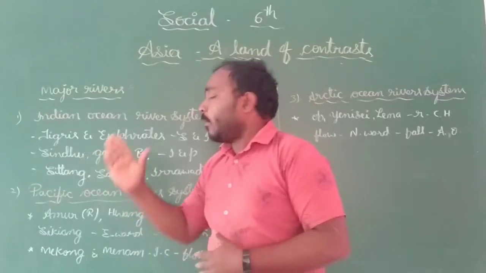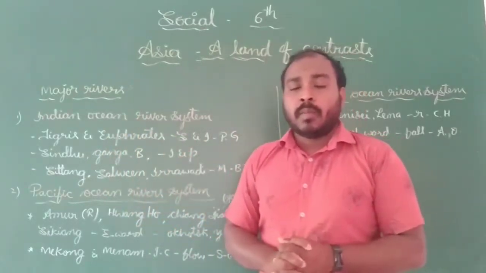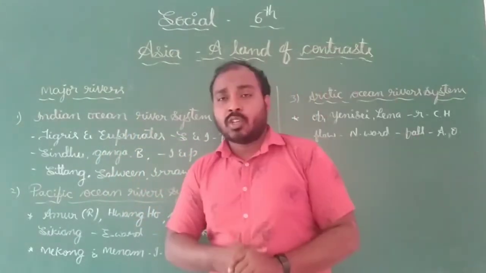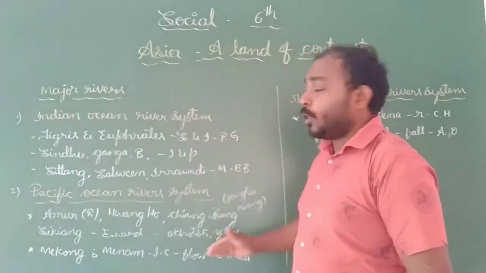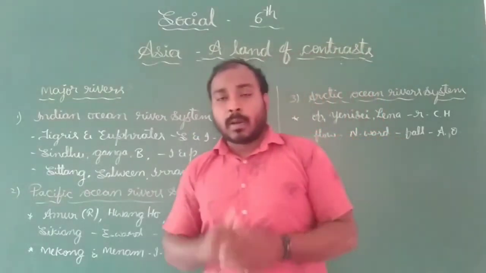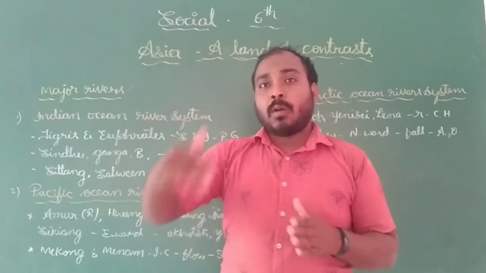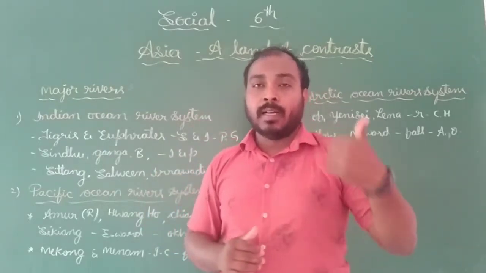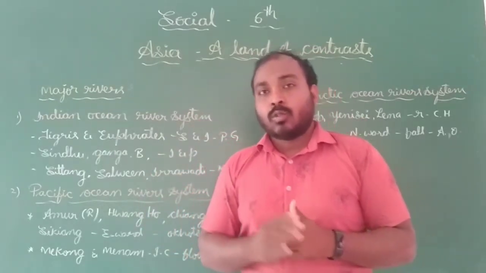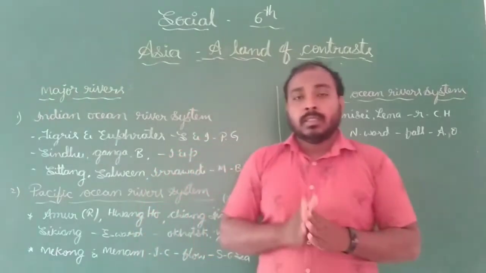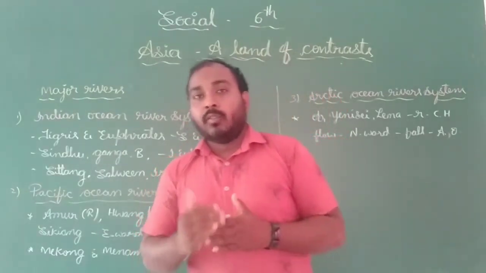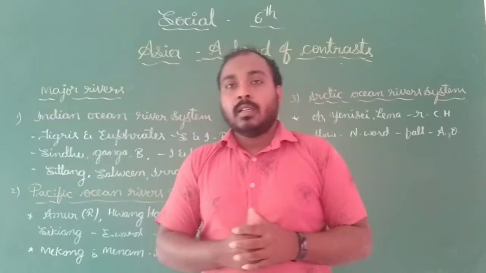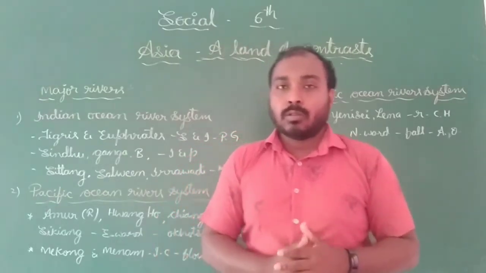Let's discuss the major river systems of the Asian continent, which are divided into three parts. As you know, the Asian continent is covered by water on three sides, as we learned in the physical setting, isn't it? In the north there is the Arctic Ocean, in the east there is the Pacific Ocean, and in the south there is the Indian Ocean.